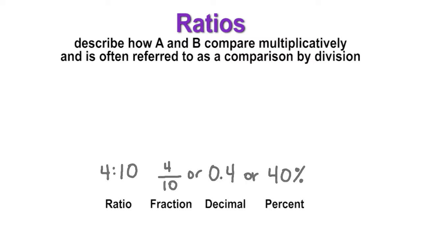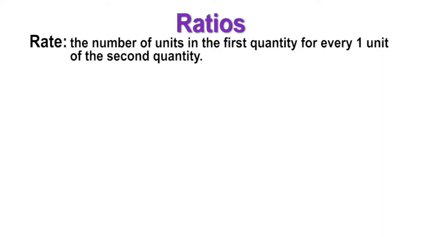Another important term when discussing ratios is rate. A rate is the number of units in the first quantity for every 1 unit of the second quantity. Every ratio has an associated rate. In the ratio A to B, the rate is A over B units of the first quantity, A, for every 1 unit of the second quantity, B.